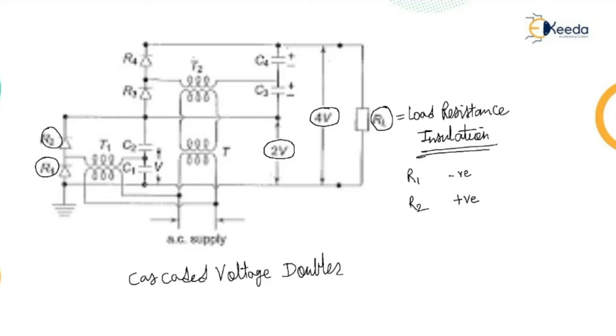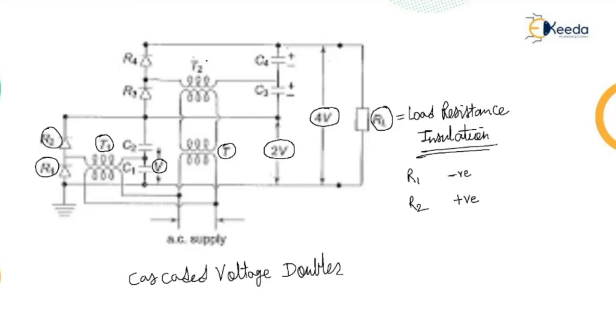So when R1 conducts, the voltage which is available across capacitor C1 is Vmax. During the next positive half cycle, R1 doesn't conduct, but at the same time the potential across the secondary winding of the T1 transformer and the capacitor C1 is Vmax. And hence the total voltage which is available is 2 times Vmax. This circuit is duplicated and connected in series or cascade to obtain further voltage doubling to 4Vmax.